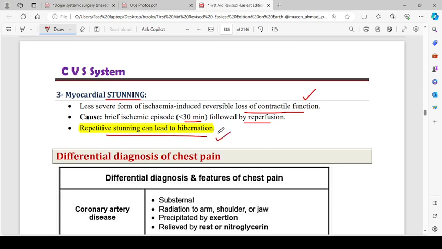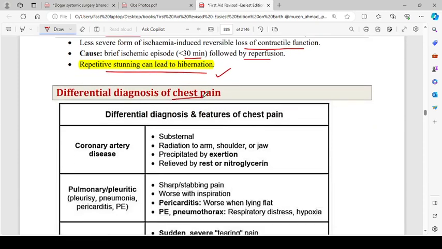So stunning means, like, there was Prinzmetal angina, I suppose. There was complete occlusion of the coronary artery, and within a minute the heart stopped contracting the musculature, and then after a while it came back. Like it was reperfused, but after reperfusion, the myocytes do not start contracting immediately. They are stunned. They are too shocked at what happened. So that brief reversible loss of contractile function is called myocardial stunning.